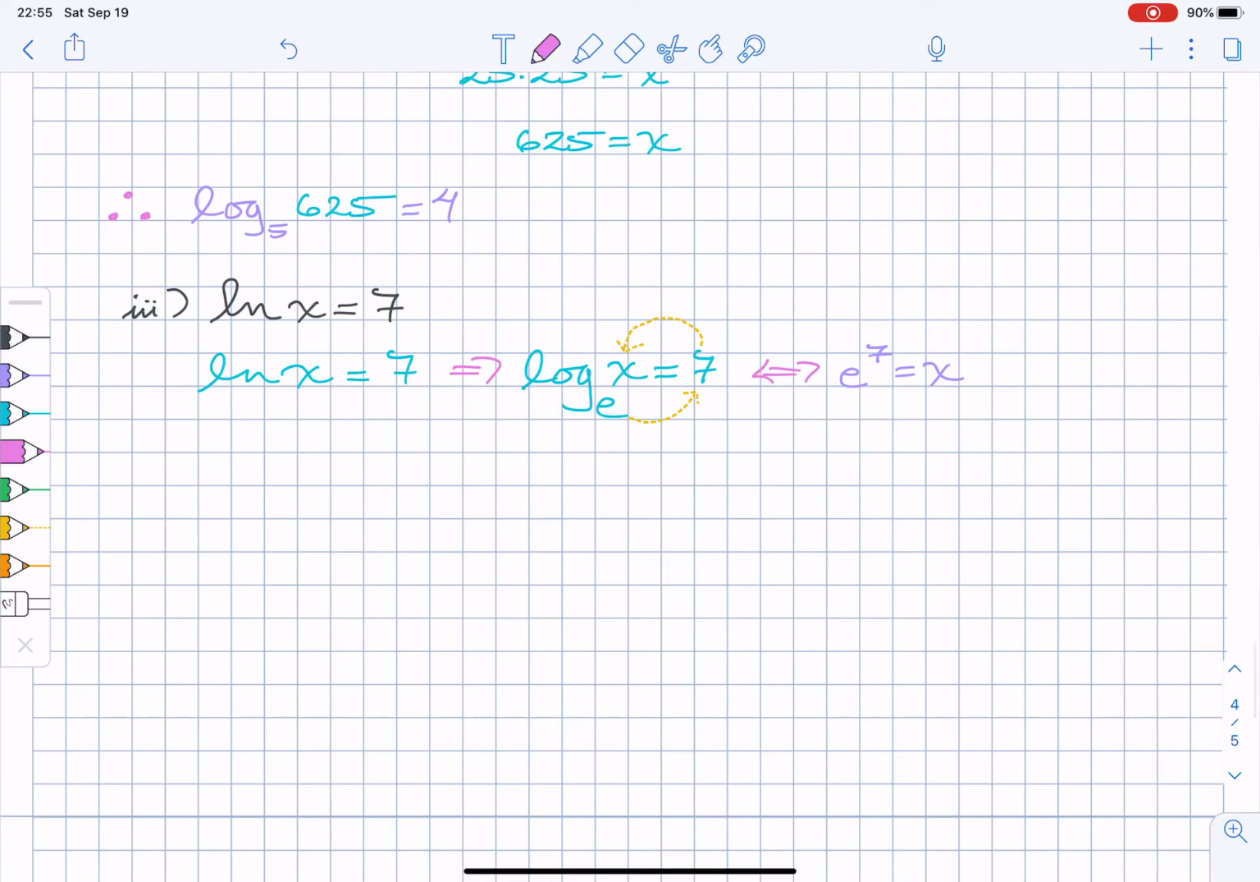So therefore, notice I didn't put that in my calculator. I didn't get a decimal approximation. I left it as the actual value. So natural log of e to the 7th is equal to 7.